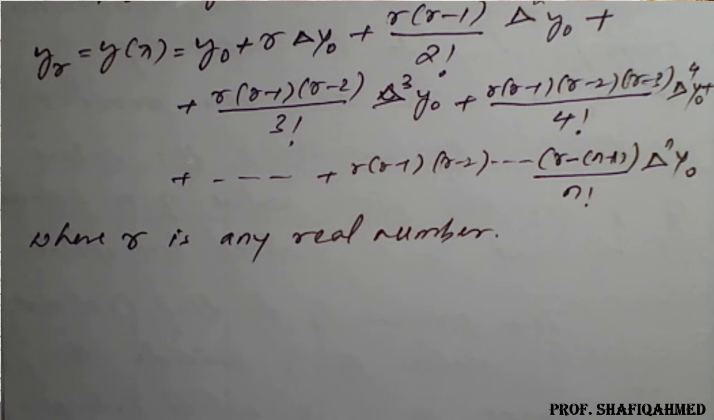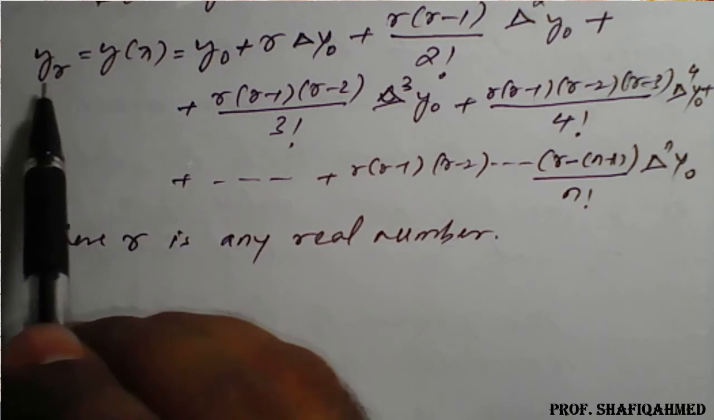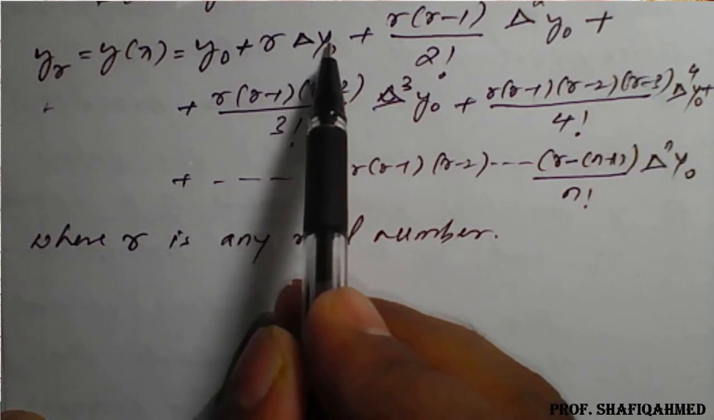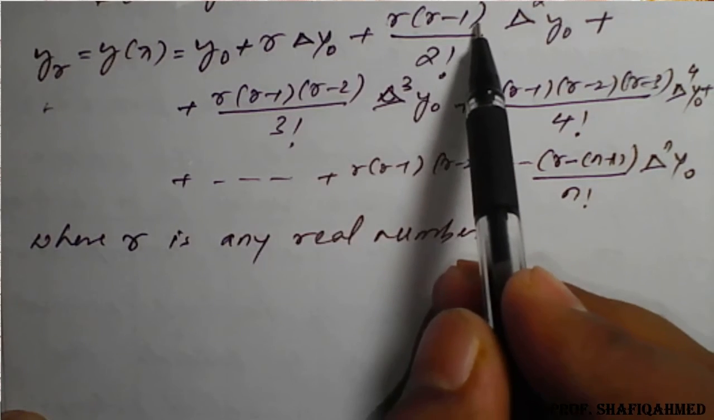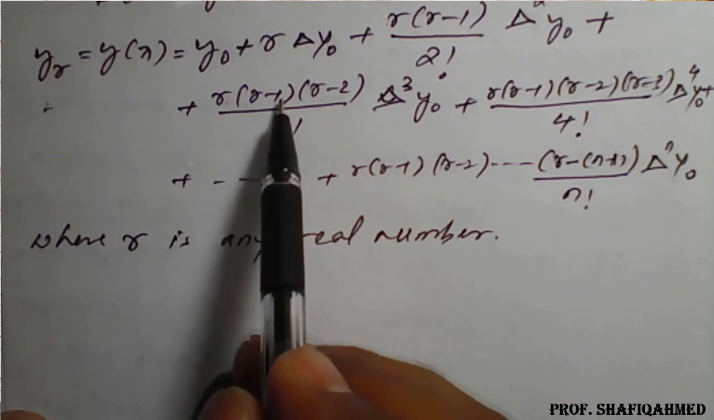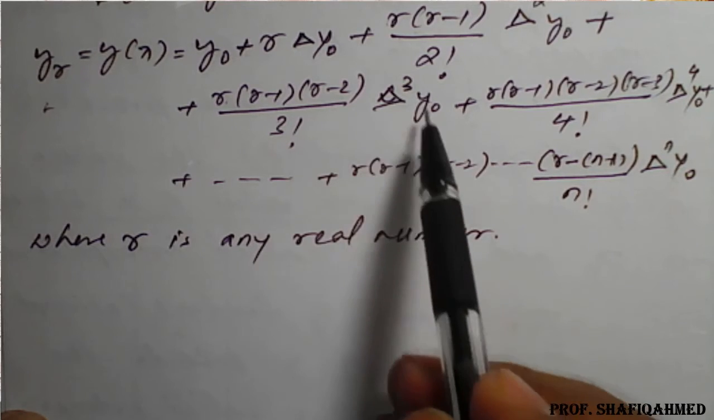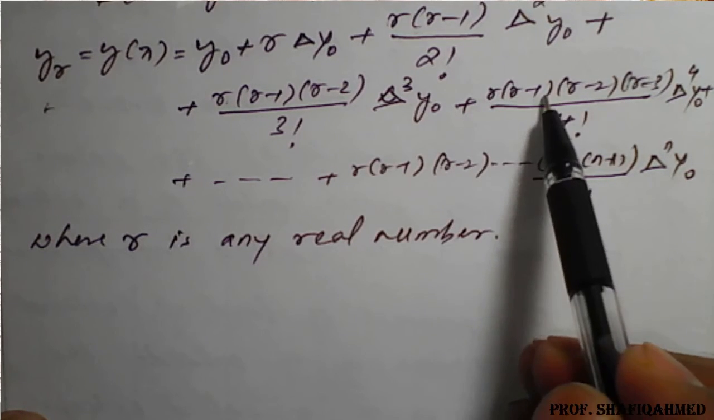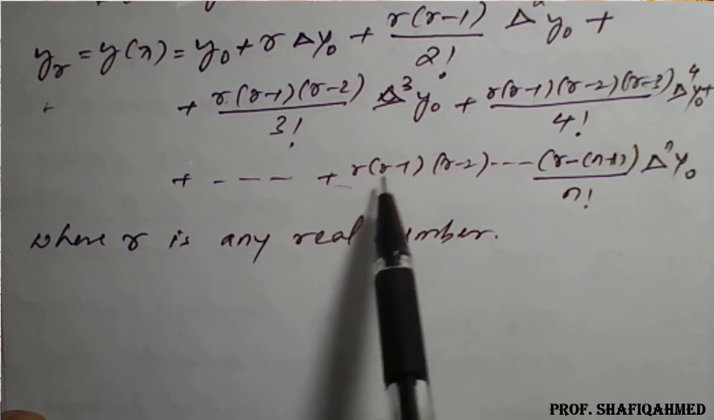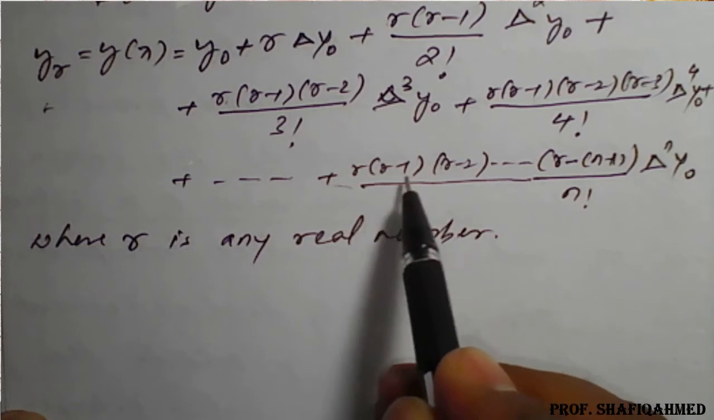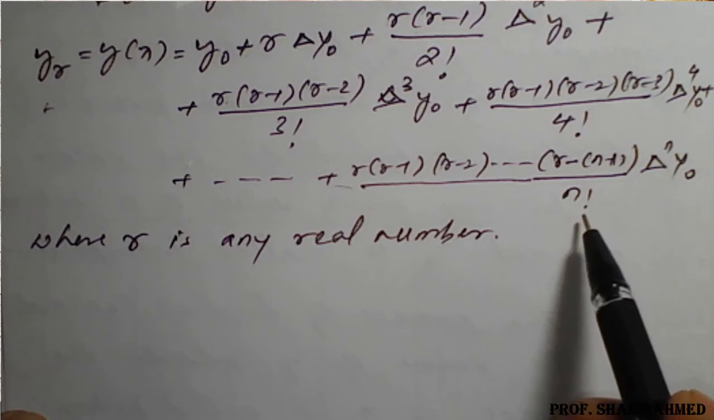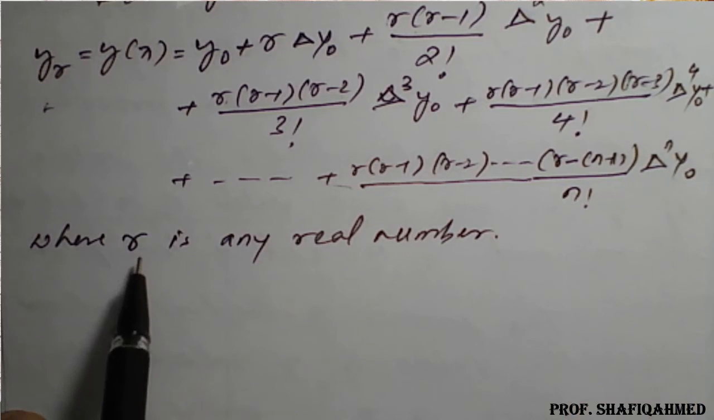Let me recollect this formula. The Newton forward formula is given by yr or y of x, which is nothing but y naught plus r into delta of y naught plus r into r minus 1 divided by 2 factorial of delta square of y naught plus r into r minus 1 into r minus 2 divided by 3 factorial of delta cube of y naught plus r into r minus 1 into r minus 2 into r minus 3 of delta 4 of y naught plus so on, r minus 1, r minus 2, so on, r minus of n minus 1, whole divided by n factorial of delta n of y naught.